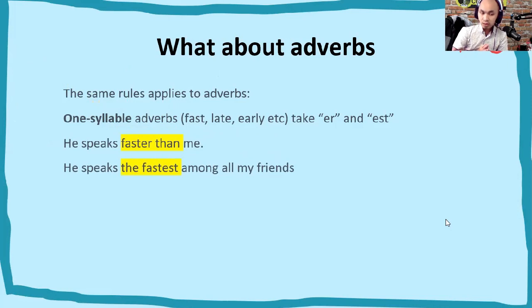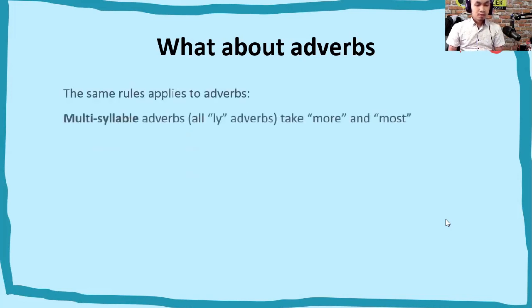If you use ER for the comparative adverb, don't forget to use "than". Okay? And if you want to use a superlative adverb, just use "the", and after that, you need to add EST after the word. All right? Don't use "than" anymore for the superlative adverb. Okay, now, next. The same rules apply to adverbs.